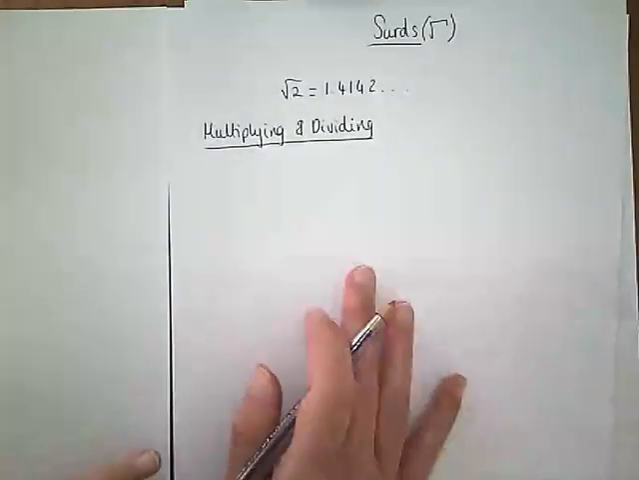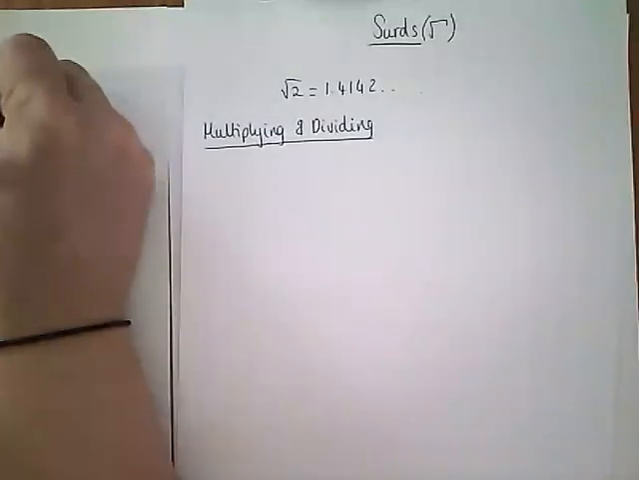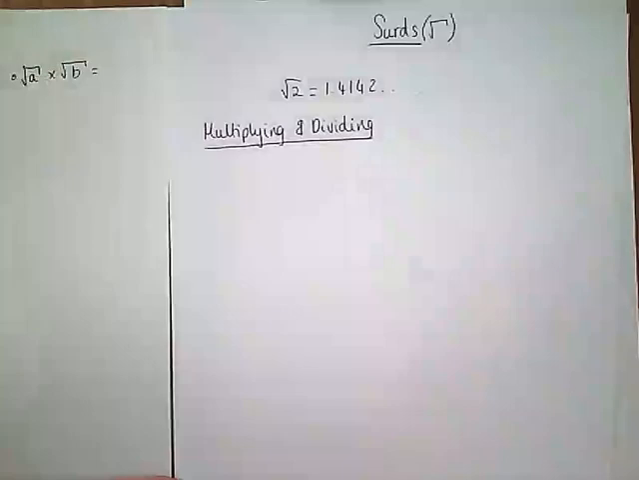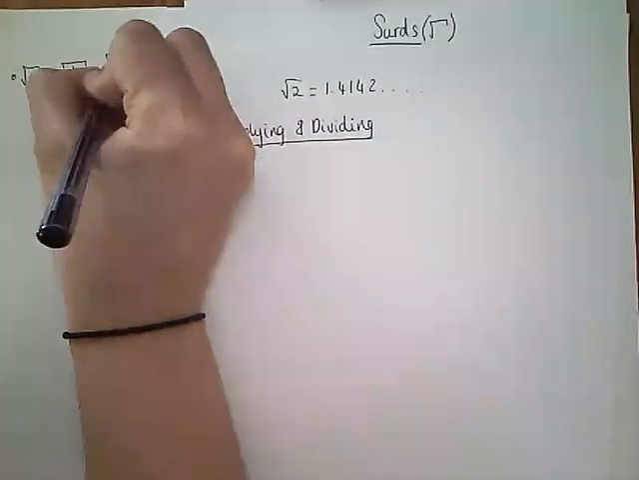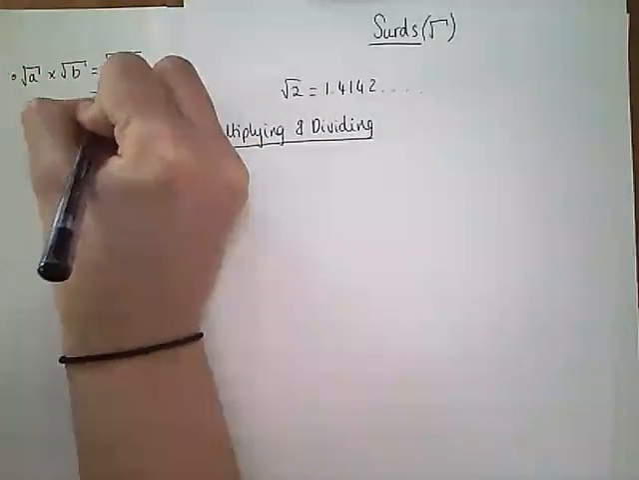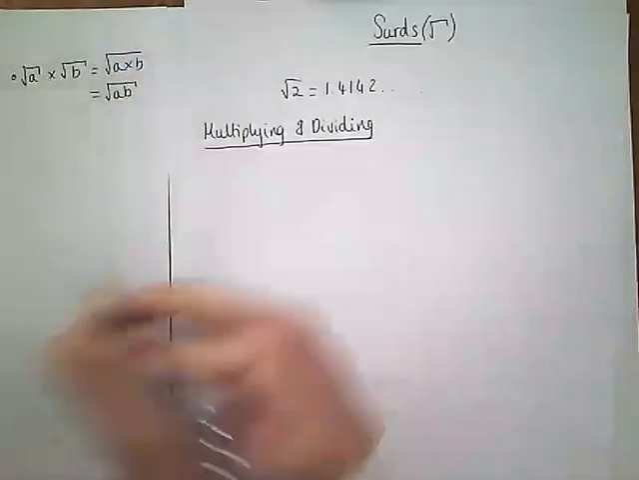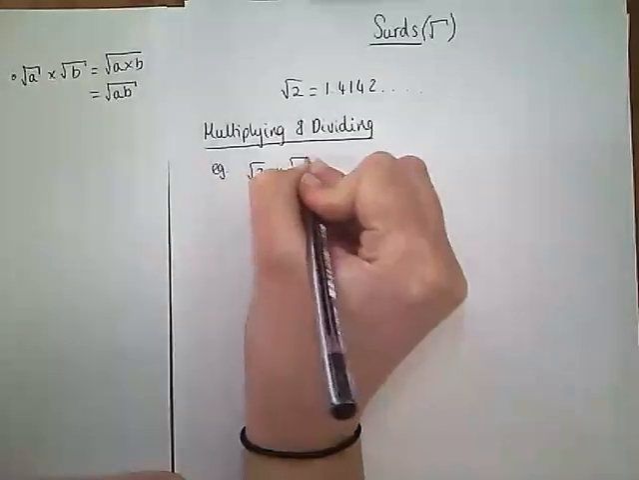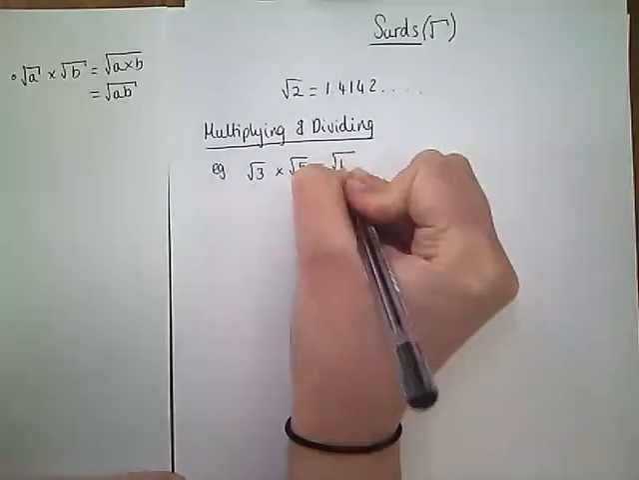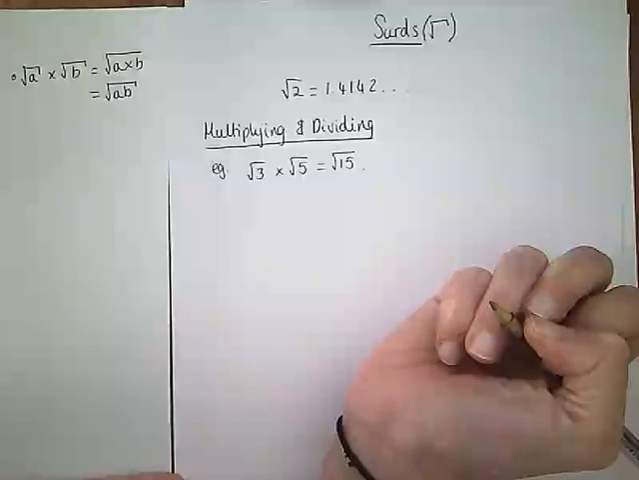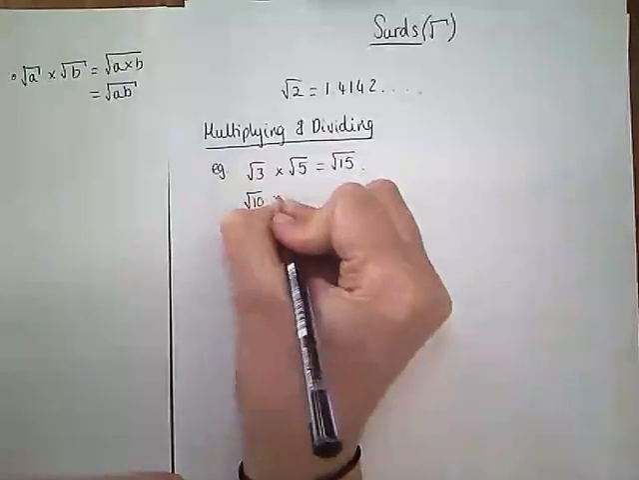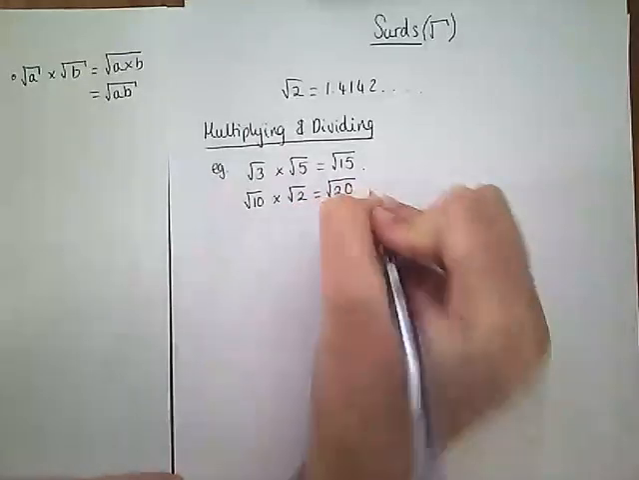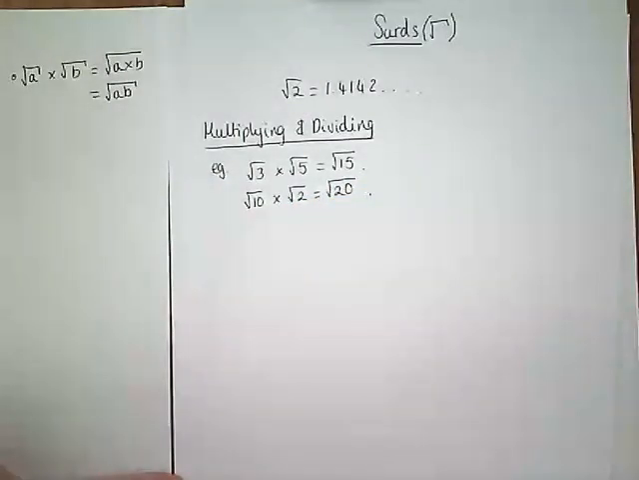Okay, so if I have got root A and I times it by root B, that is the same as doing the square root of A times B, or the square root of AB. Okay, so for example, if we had root 3 times root 5, that is root 15. Similarly, root 10 times root 2 is root 20. Hopefully that makes sense.